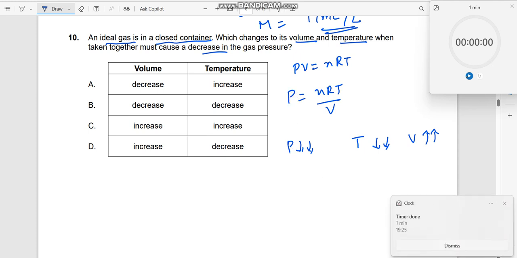Which is the right option? The right option here is volume should increase. Volume should increase and the temperature should decrease. Temperature should be decreasing. The option is D. Okay, let us move on to the next one.